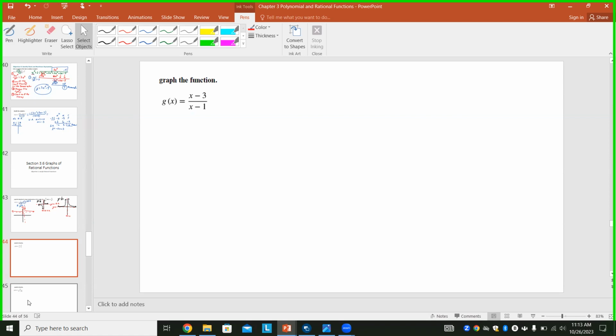So here we go. We're going to graph it. Now, this is not the parent function of 1 over x or 1 over x squared. So we're going to use the stuff that we've learned in the previous section to help guide us. I can't cancel anything. So my vertical asymptote is what? How do I find the vertical asymptote? I set the denominator equal to 0, and I get x equals 1.